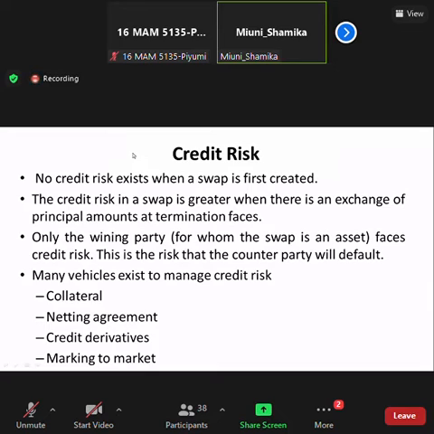Yes, a credit derivative. It's a contract whose value depends on the creditworthiness or a credit event experienced by the entity referenced in the contract. Yes. So more answers.